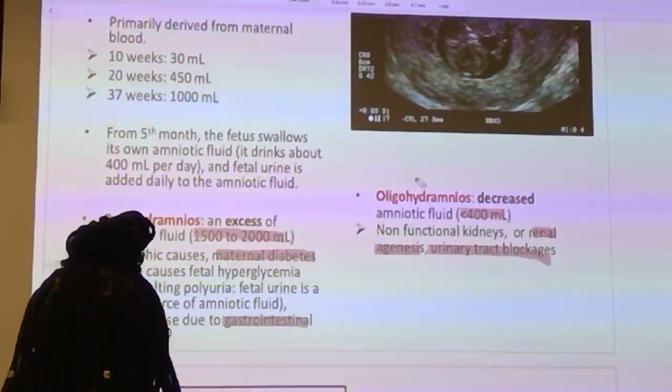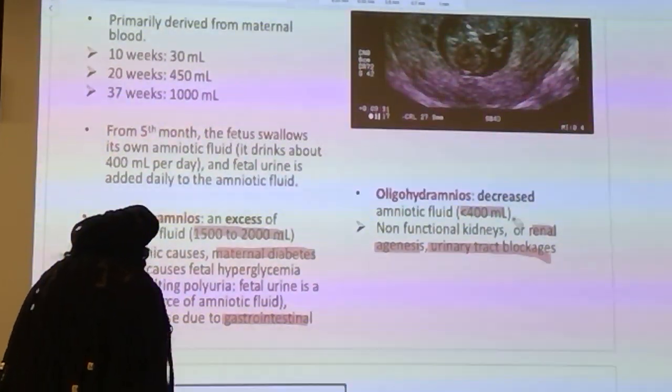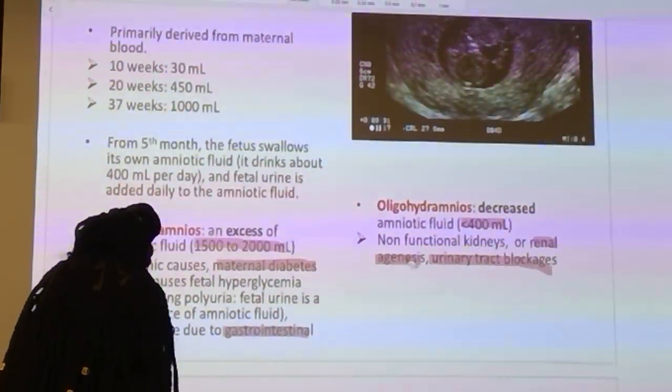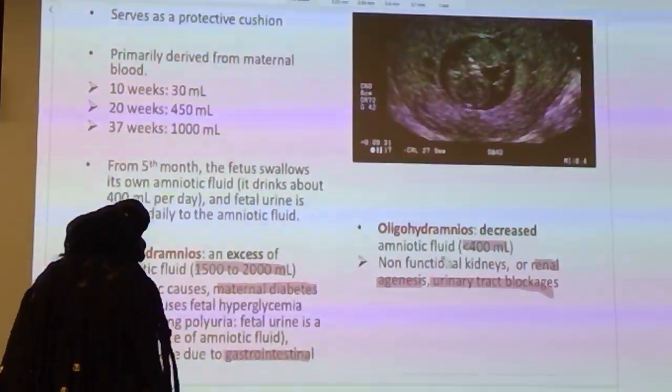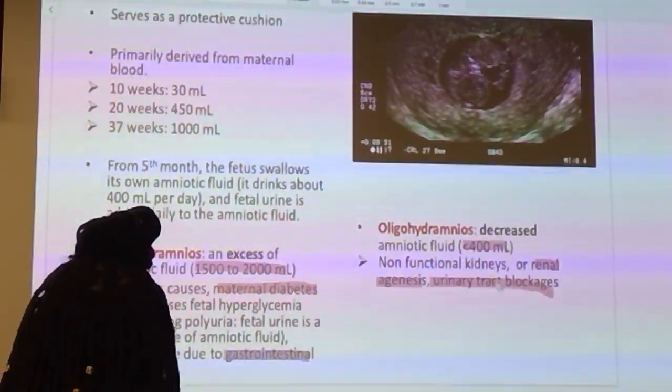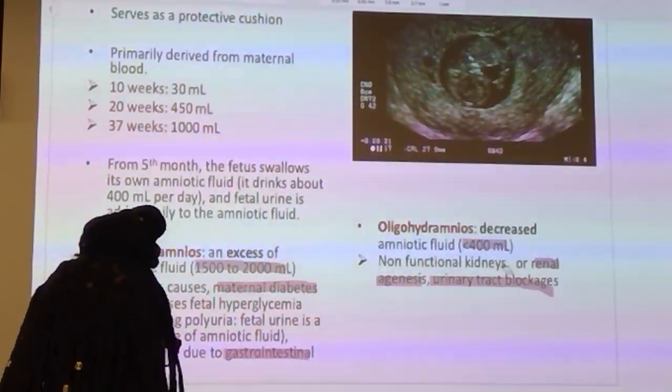So you need to know oligohydramnios, just know that it's low amniotic fluid. Amniotic fluid is basically baby pee, so if you're not able to make baby pee, that means you have no kidneys, or something's wrong with your kidneys.